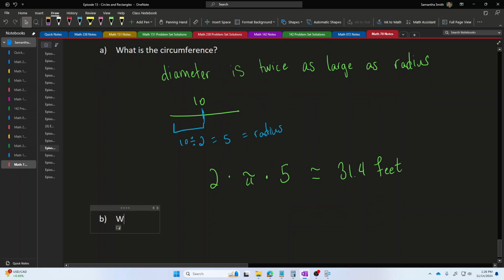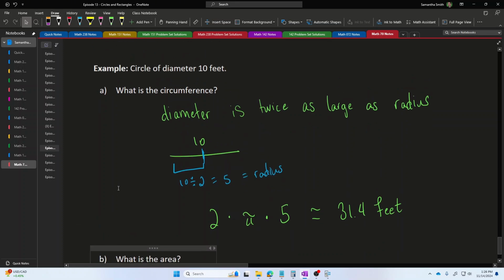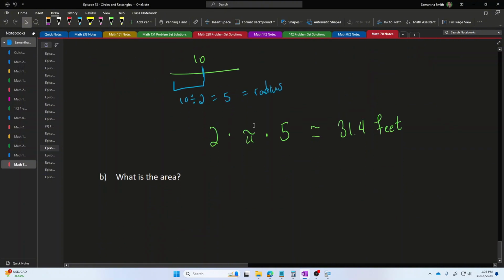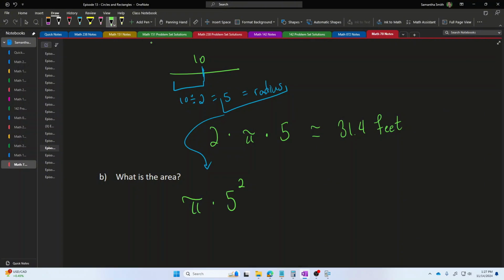If somebody said, what is the area of this circle with a diameter of 10 feet? Once again, I would use the fact that my radius is half of that. My radius is 5. So the area of this circle, I would use the area formula for a circle, which says take pi and multiply that by r squared. Take pi and multiply that by the radius squared.